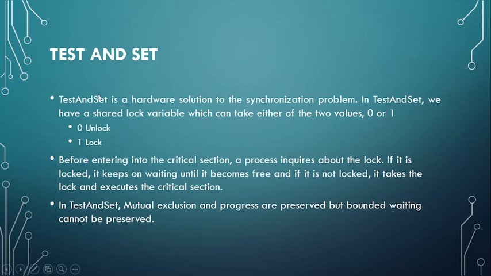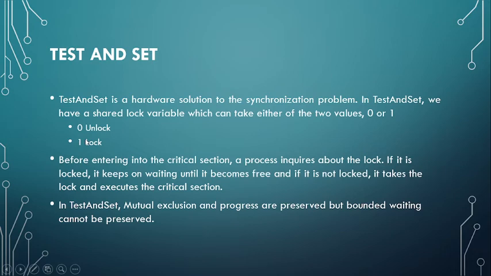And test and set, which is a hardware solution. Peterson's solution is a classical software based solution, and test and set is a hardware solution to the synchronization problem. Here test is used to test a variable and set is used to change the value of the variable. In test and set, we have a shared lock variable which can take either of 2 values, 0 or 1. 0 means off, 1 means on. 0 means false, 1 means true. And here 0 means unlock and 1 means lock.